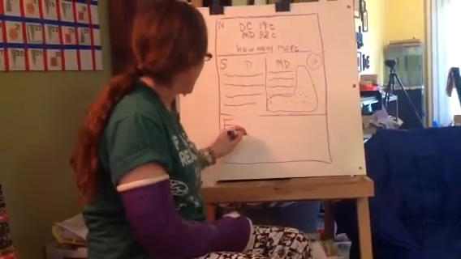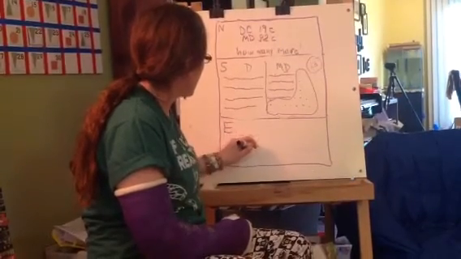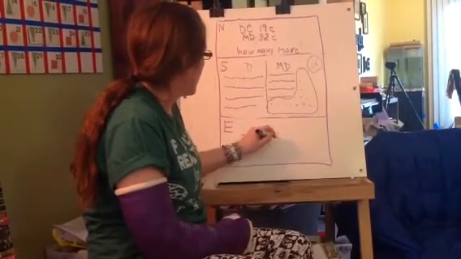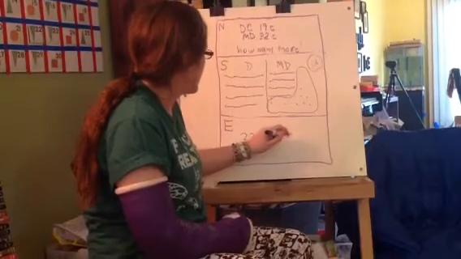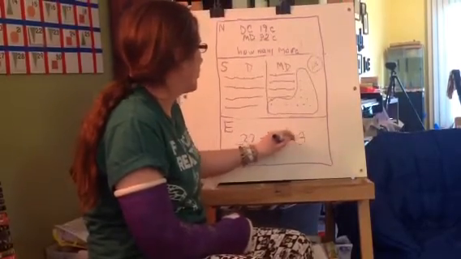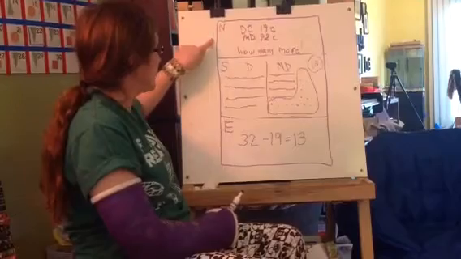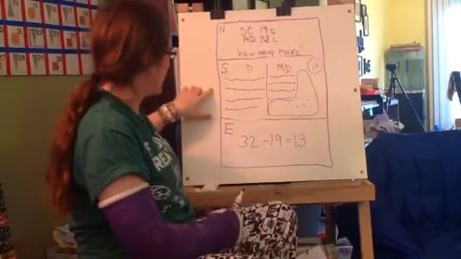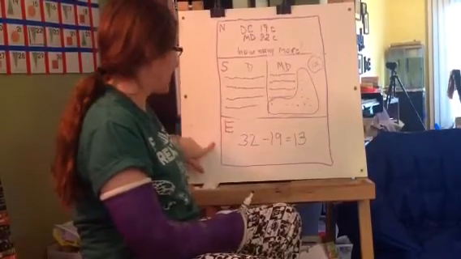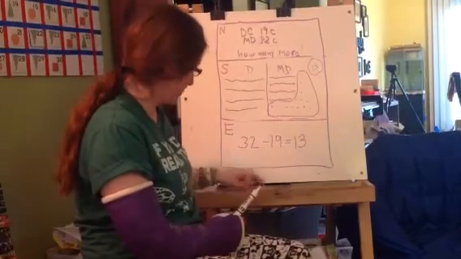So if we take Miss Drass's 32 cookies and we subtract the 19 that Dylan has, we'll be left with how many more Miss Drass has. If you got this box right, you can have a point.